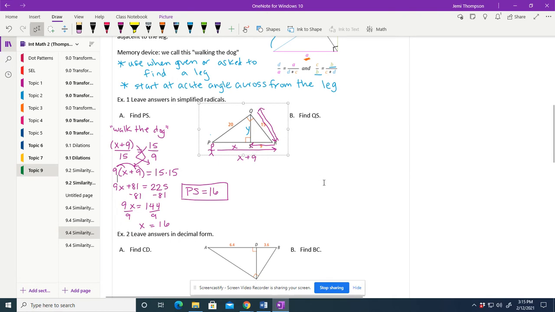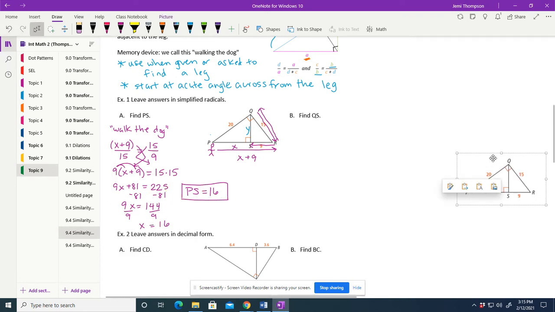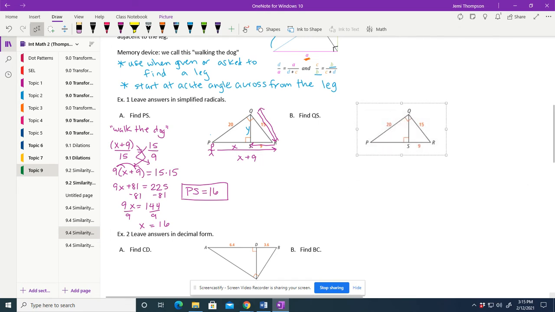Or you could, I'm just going to, that didn't work how I wanted it to. I'm going to redraw by copying my triangle. All right, benefits of being digital. Otherwise, you can just erase and draw on the same picture or use another color to make it stand out.